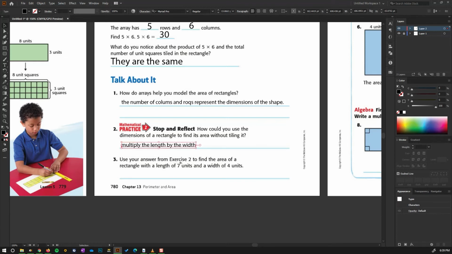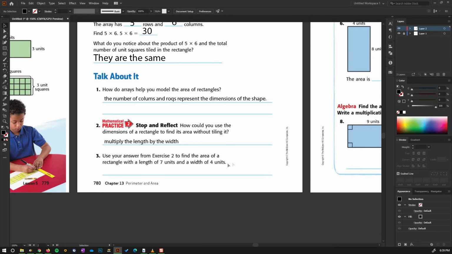And use your answer from exercise 2 to find the area of a rectangle with the length of 7 units and a width of 4 units. So we don't even have to draw this rectangle. We know that it makes an array, and to find the contents of an array, we simply multiply. And so we're going to multiply 7 times 4, and that's going to give us 28 square units.